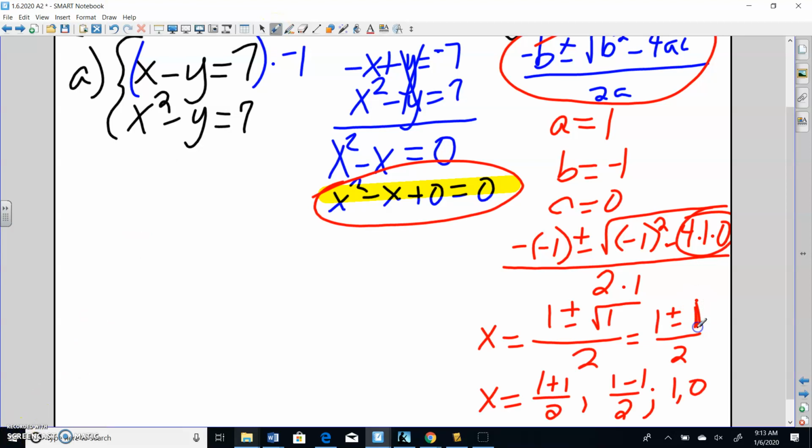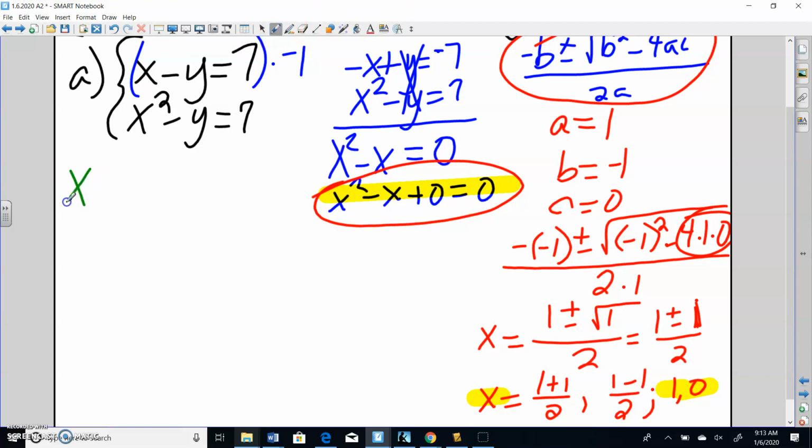That's 1. Okay, so we found two values of x. x is 1 or 0. So now we need to figure out what y is, because remember, solving a system means we're finding the values of each variable, where they intersect, the points.